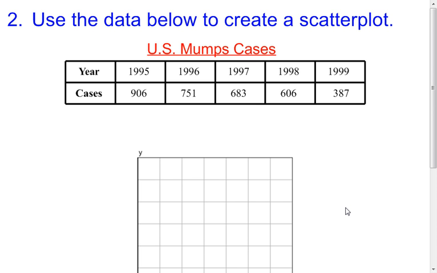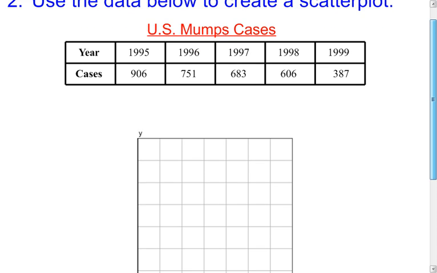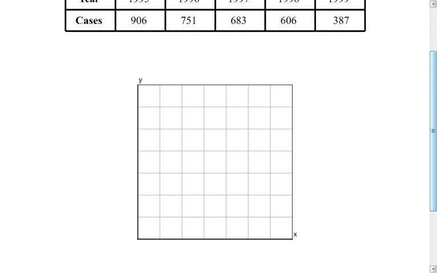And so what we want to do is plot that data on a coordinate grid as ordered pairs. What I would want to determine is whether there is sort of a cause and effect. I would guess I want to check out the number of cases by year. The number of cases depends on what year it is, so I would put the dependent variable on the y-axis, and the independent variable on my x-axis. So the year will be on my x-axis, and the number of cases will be on my y-axis. I want to make sure I label those.